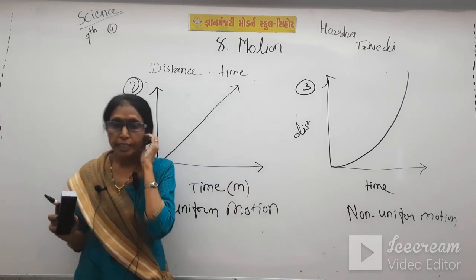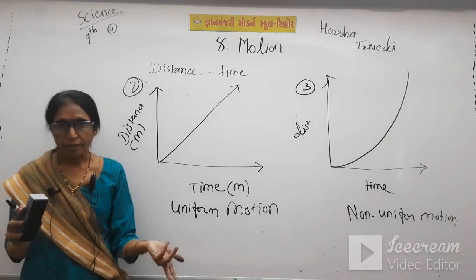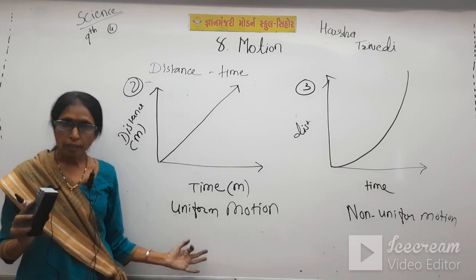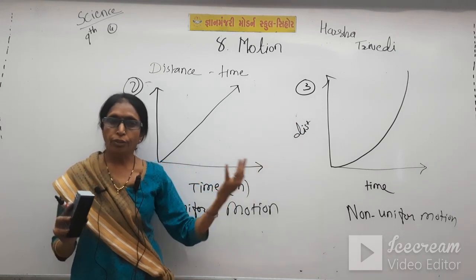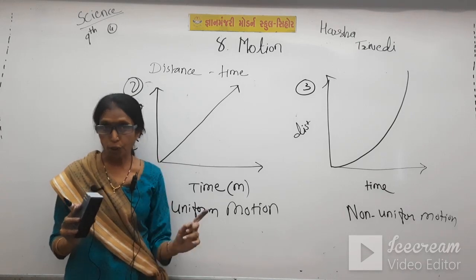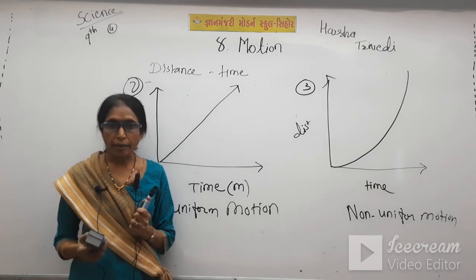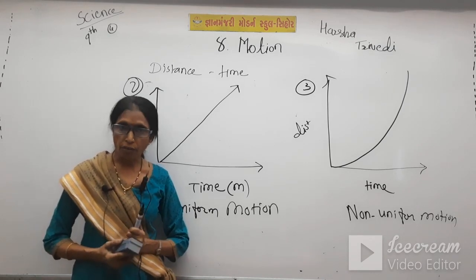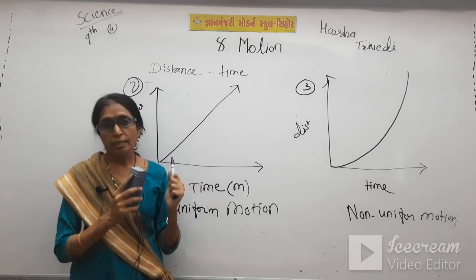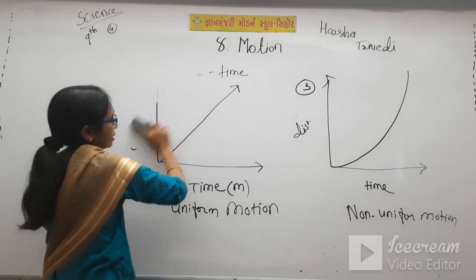So, we have studied here the three situations for the time distance graph: a stationary object, an object with uniform motion, and an object with non-uniform motion. This is the graphical representation of motion. And now we will discuss the graphical representation of the velocity time graph. This was distance. Now our next point is the velocity time graph.